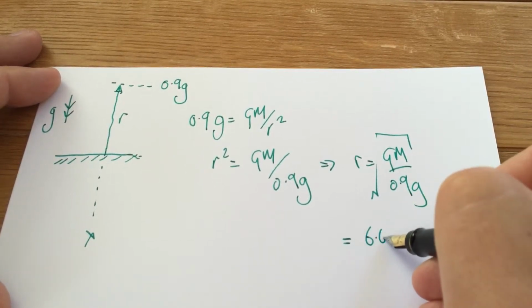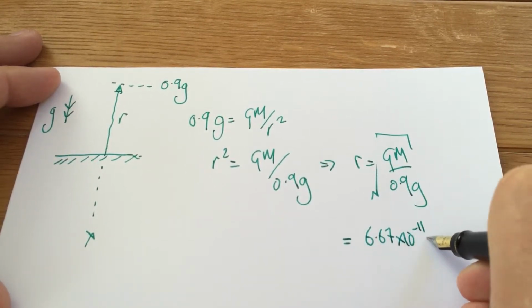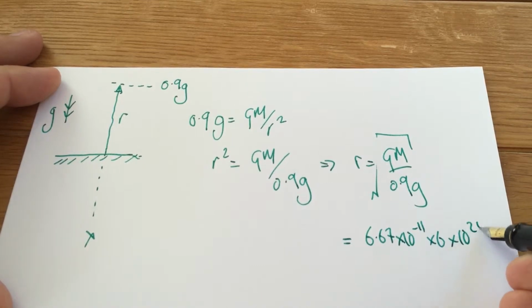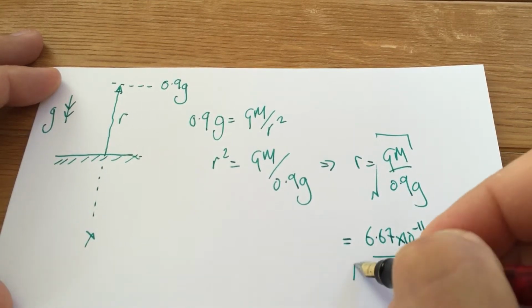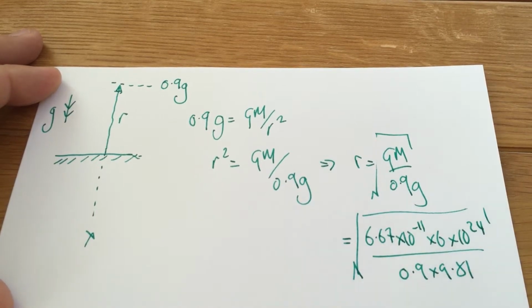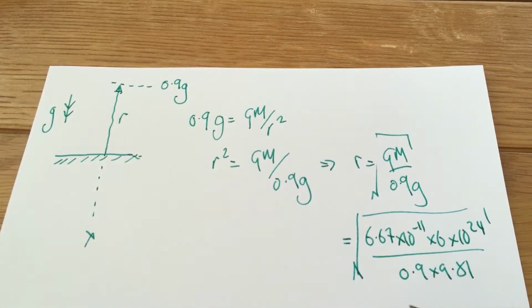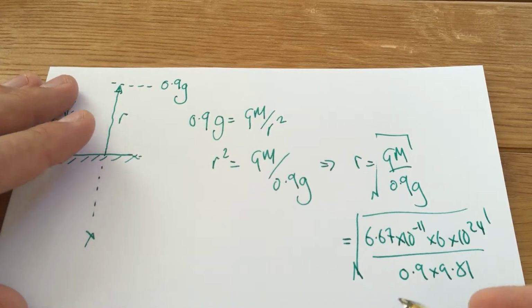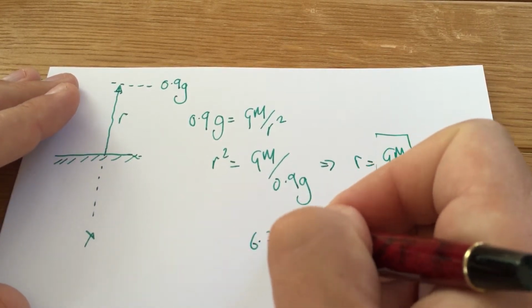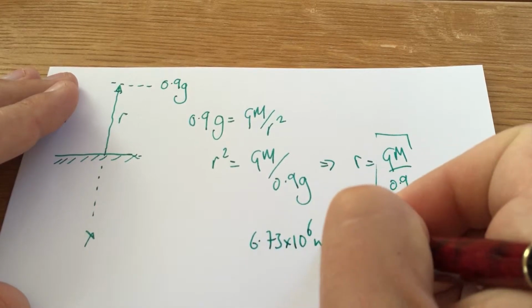Okay, let's plug in the values. The square root of 6.67 times 10 to the minus 11 times 6 times 10 to the 24, over 0.9 times 9.81, gives us a value of 6.73 times 10 to the 6 meters.